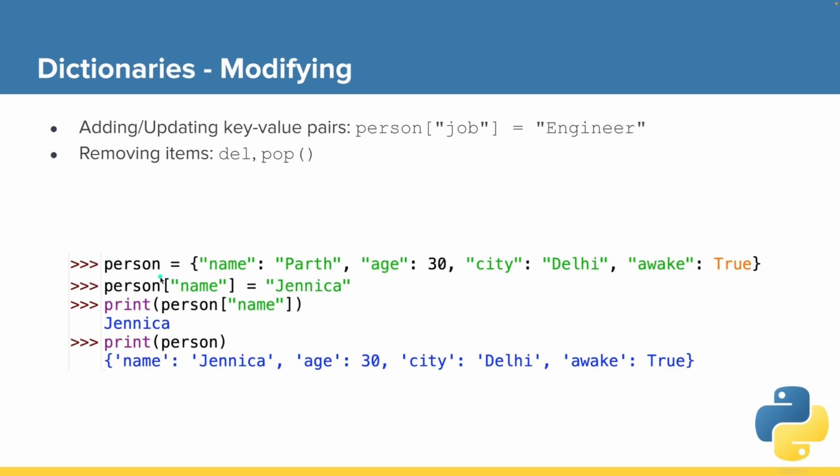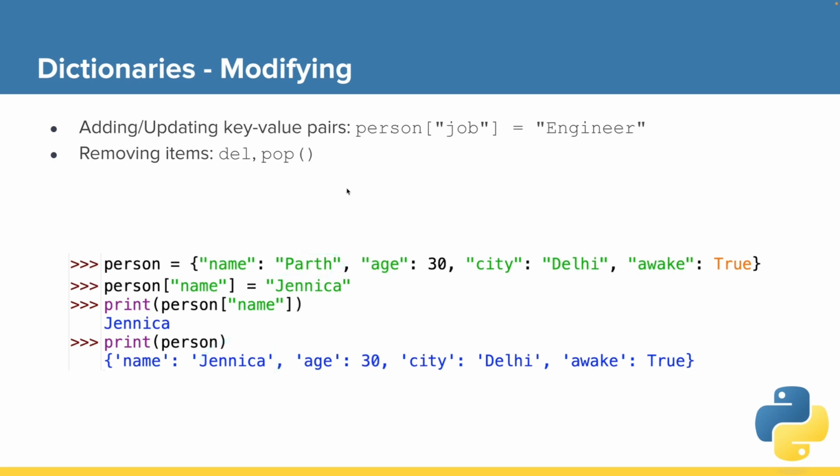Here's an example. If we have a person dictionary, the name of the variable is called person. And we have a key called name with its value, a key called age with its value, city, and so on. So if we change the name key value pair, so we're referencing the name key, we're changing it to Jenica. And then we print it with it referencing the name key. We see that it references Jenica now, and it has changed. If we print our person dictionary, the difference here is the name value has changed from Parth to Jenica.